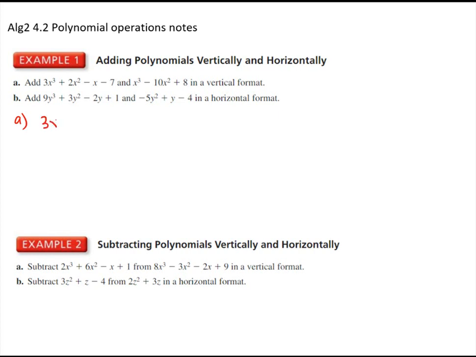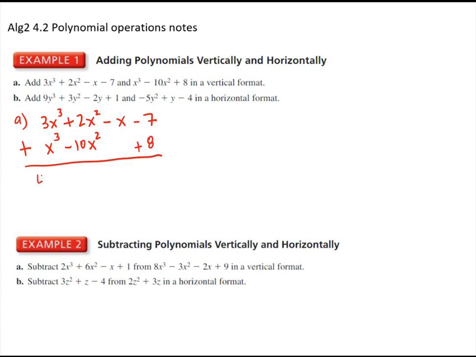So we have 3x to the third plus 2x squared minus x minus 7. If we're going to add them vertically, you just want to make sure the like terms line up with each other. So x to the third minus 10x squared, and then plus 8. You notice I put the plus 8 underneath the minus 7 because they're like terms. We don't have anything like terms with the minus x, so there's just a blank spot down here.